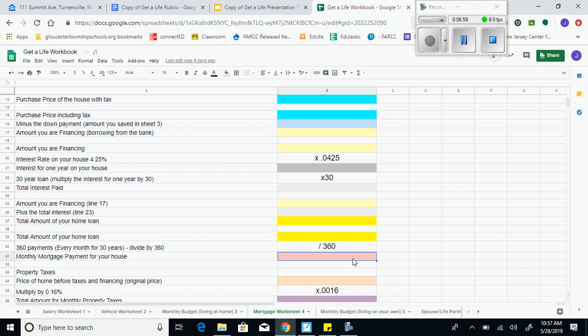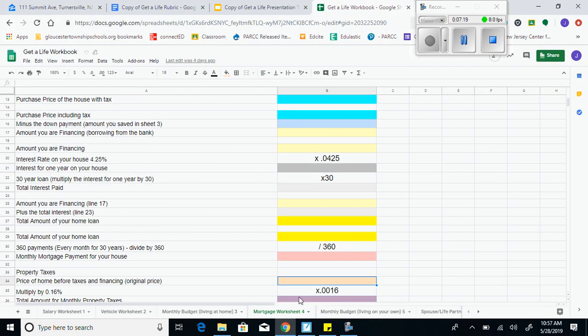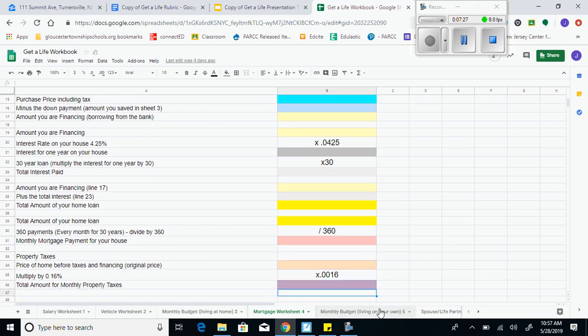Along with paying a mortgage, you also have to pay property taxes. Property taxes are based on the price of the home before taxes and financing. So what we mean down here in line 34 is that you need to actually go back to the original price, which was this $189,900. We're going to take that original price that was posted on Zillow, and we're going to multiply by 0.0016 to find out the monthly property taxes. The monthly property taxes is going to be your last number down here in line 36.